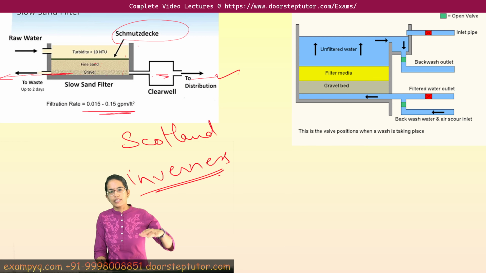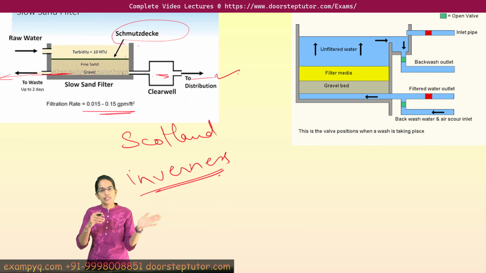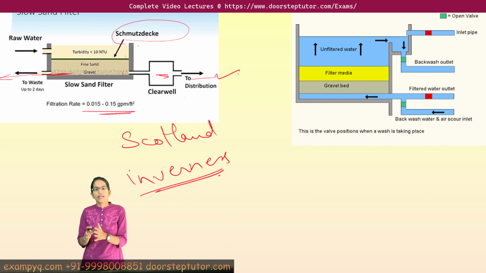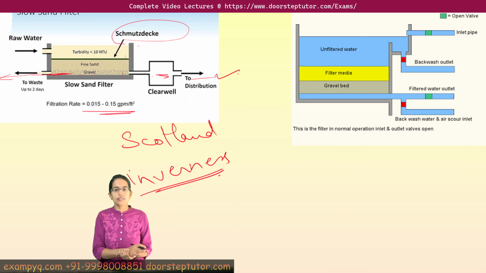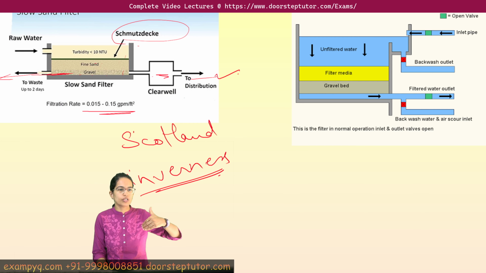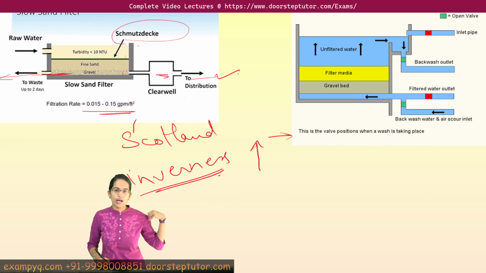Now this works exactly the inverse. It uses the same grade of sand and operates at the same flow rate as the traditional slow filters, but rather than water going downwards, the water goes upwards in this case, and the clear water is collected from the upper side.